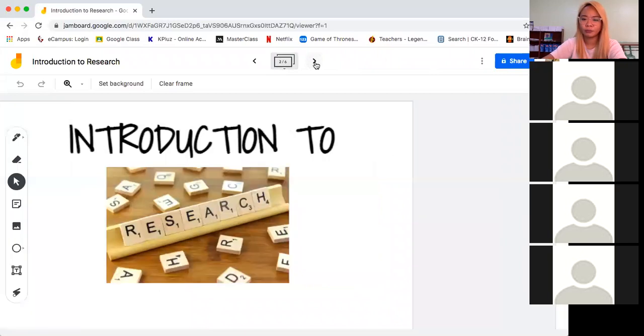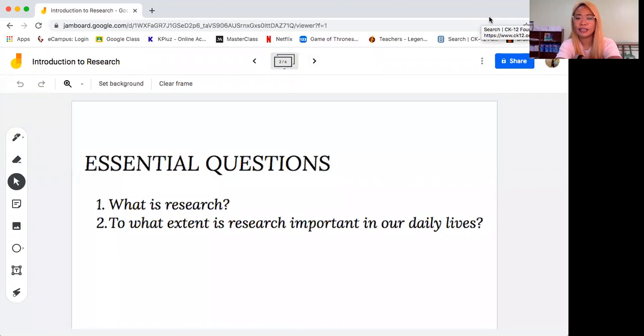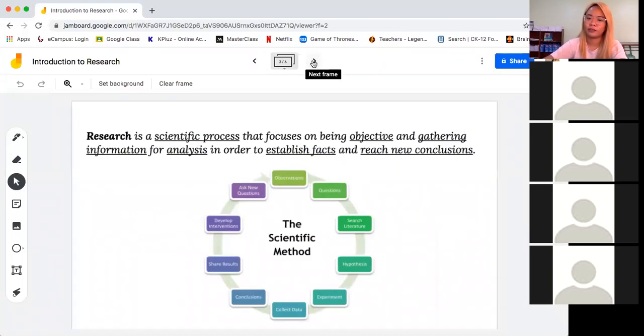Okay? So, ayan. So, before we start our discussion, we have several essential questions. So, these are questions that you should be able to answer at the end of our discussion. Okay? Kumbaga, ito yung focus natin for today. So, the essential questions is, what is research? And to what extent is research important in our daily lives? Okay? So, ayan yung ating mga research questions. Later on, I will call students from the class to share their ideas, to share their learnings, and answer these essential questions. Okay, so ayan.